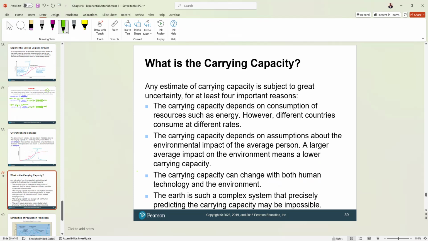The second important reason: the carrying capacity depends on assumptions about the environmental impact of the average person. So a larger average impact on the environment means a lower carrying capacity. And the third one, because as I said, there are several of these: the carrying capacity can change with both human technology and environments, right?